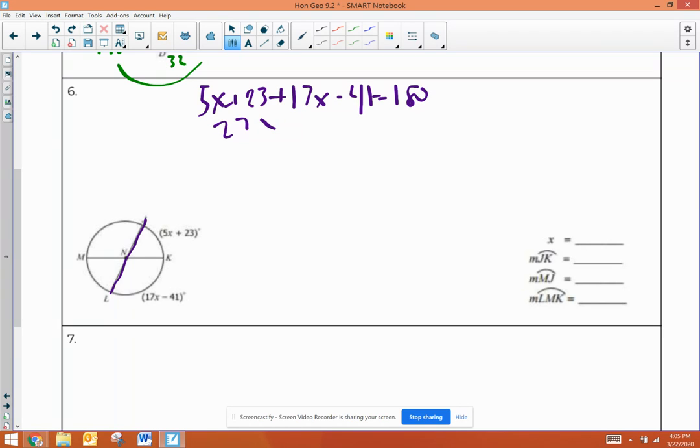So I have 22x minus 18 equals 180. 22x equals 198. X equals 9. Substitute it back in. 5 times 9 plus 23 is 68 degrees.